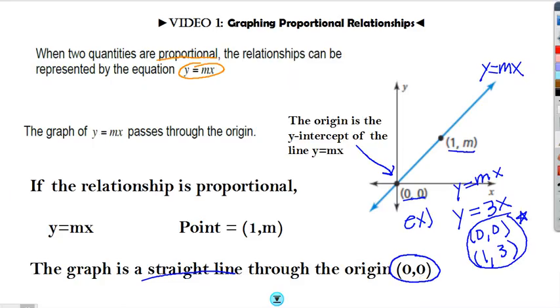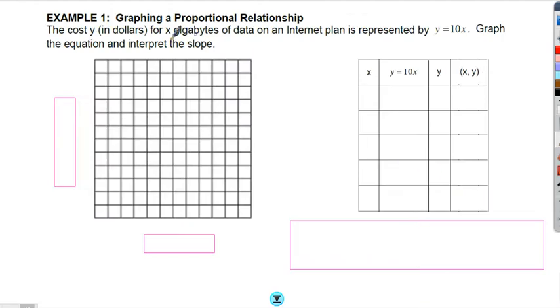Okay, so let's look at example number 1. It says the cost y in dollars for x gigabytes of data on an internet plan is represented by the equation y equals 10x. Graph the equation and interpret the slope. So the cost is y and gigabytes is the x value, and the equation is y equals 10x. Is this proportional? Yes, it is, because the equation is in y equals mx form, except that m is 10 in this case.